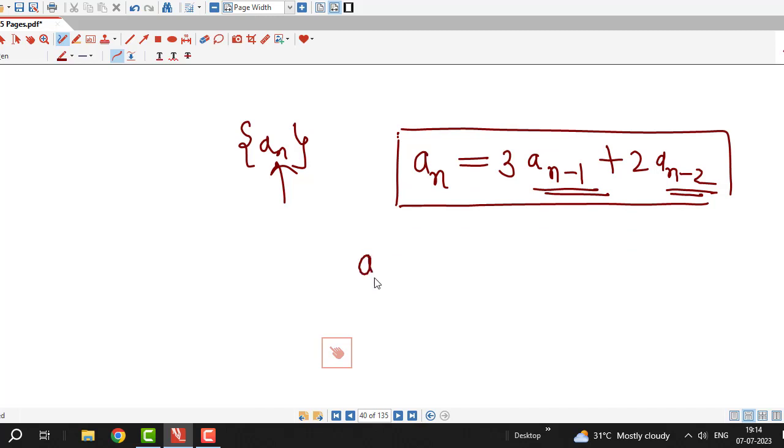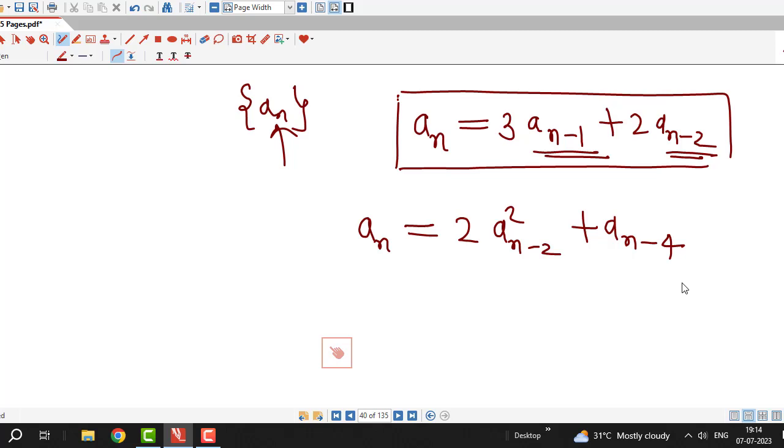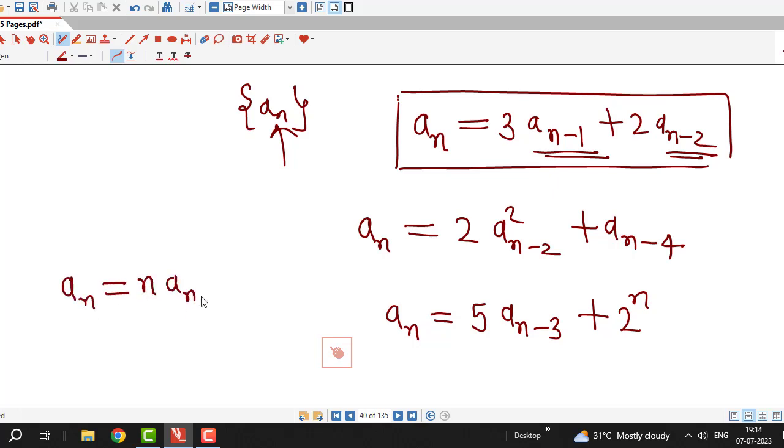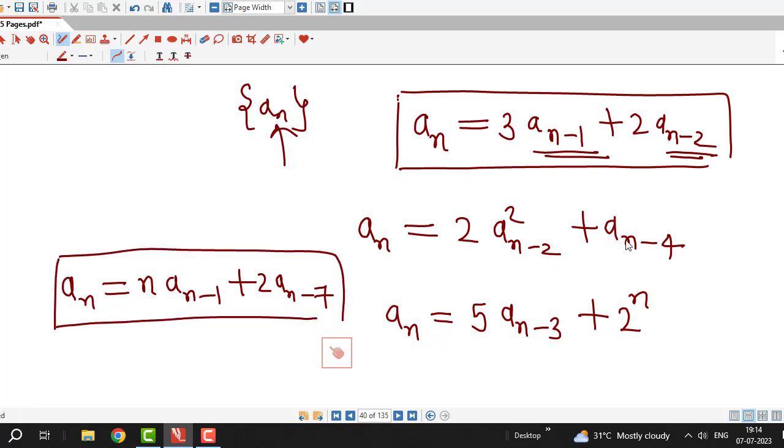So we can have different expressions. For example, I can have an equal to 2 times an minus 2 square plus an minus 4. I can have this type of expression also: an equal to 5 times an minus 3 plus say 2 raised to n. I can have an equal to n times an minus 1 plus 2 times an minus 7. So these are different expressions, or these are the different recurrence relations.